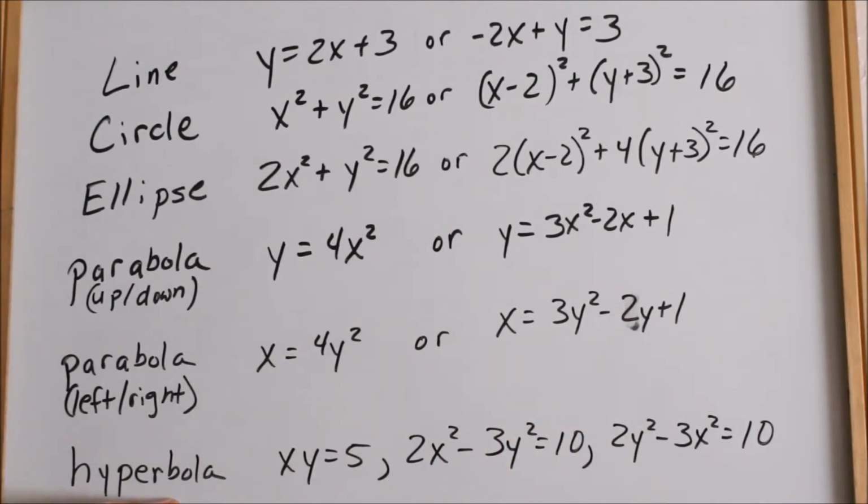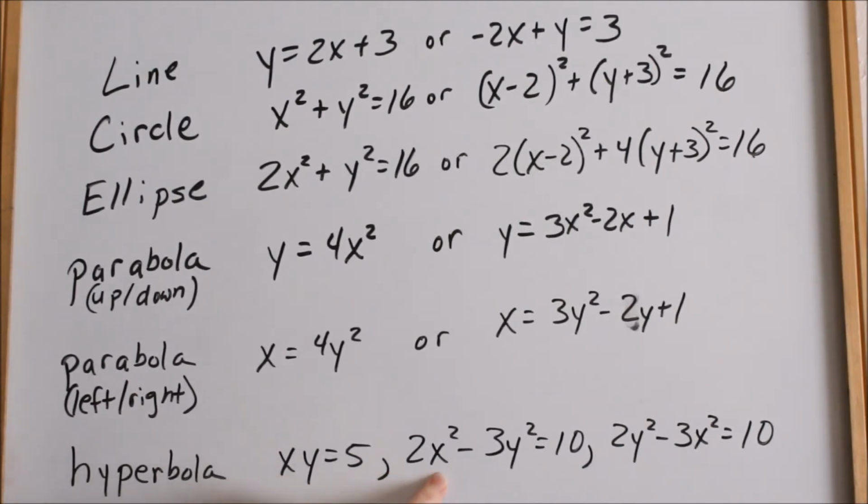Hyperbola, there's three different forms. Neither x nor y is squared, but the difference between this and a line is your x and y are multiplied together. In a line, your x and y's are added or subtracted together. In a hyperbola, x and y are multiplied together.